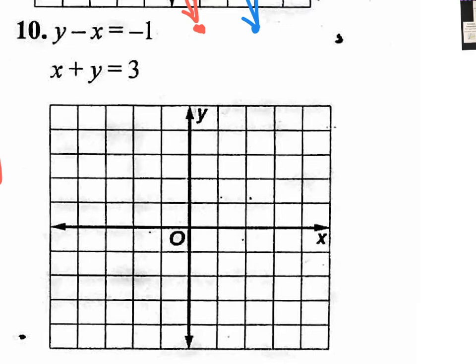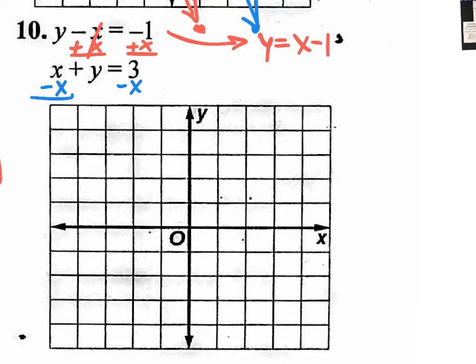Number 10, the top one. Let's get y by itself by adding x. That'll make it disappear. Add x over here. Let's rewrite it. My new equation is y equals x minus 1. The bottom one, let's subtract x. Subtract x. The x's are gone. Let's rewrite it. We're going to have y equals negative x plus 3. So the top equation in red, it crosses at negative 1, the y-axis that is. From that point, you rise 1, run 1, because there is no number in front of x. So you automatically assume, or you know, it's a 1.